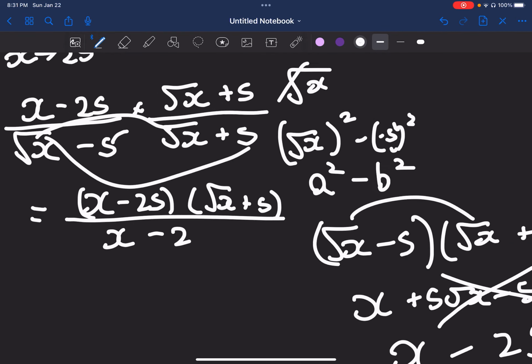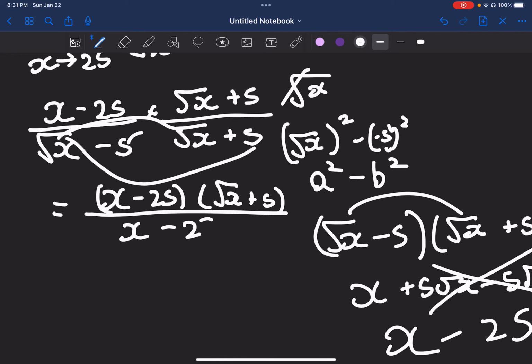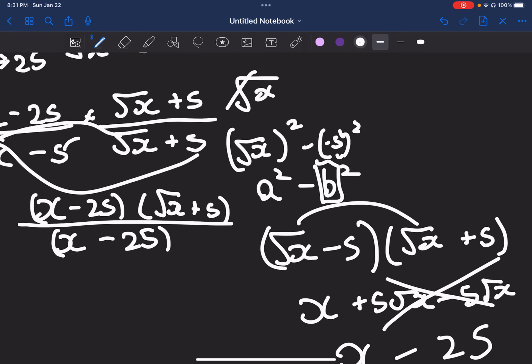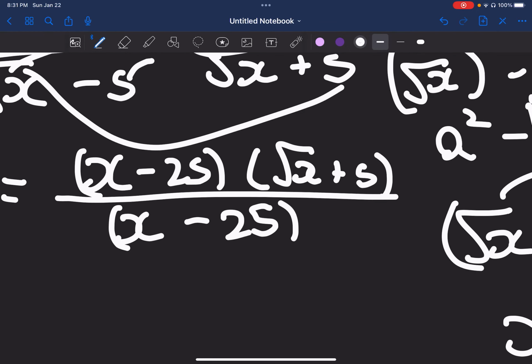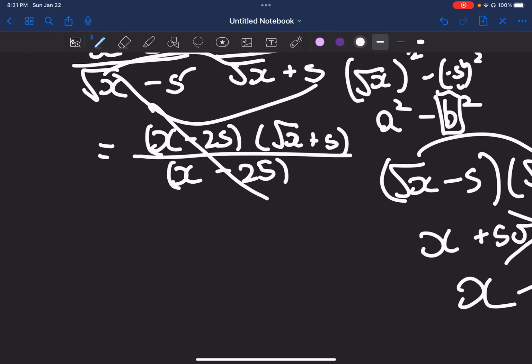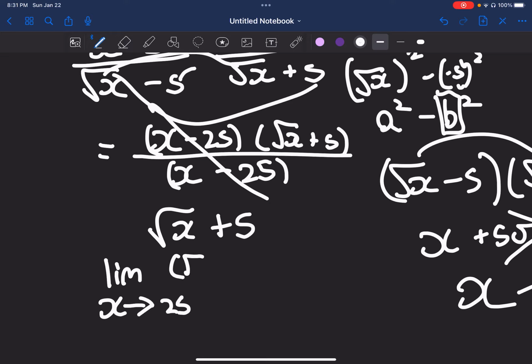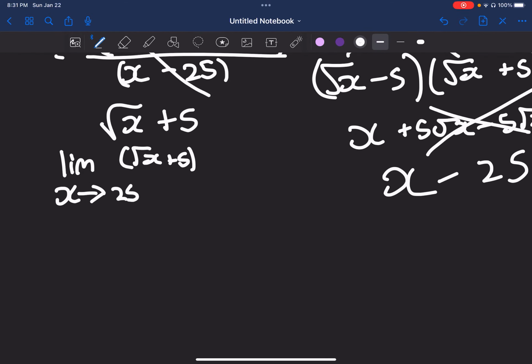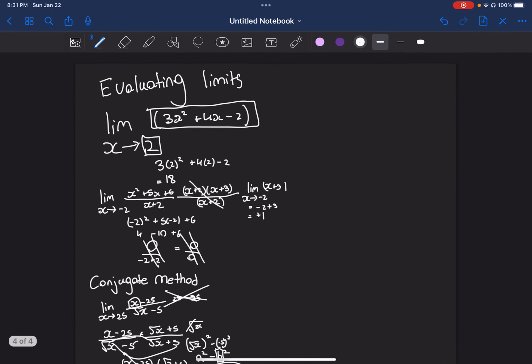My apologies. This b here, it doesn't matter what the sign is, you just put the value there. I'm sorry, I kind of messed myself up a little bit. But now we can cancel these things out and we'll have root x plus 5. So now we can take the limit as x tends to 25 of root x plus 5. So now we'll have root x, the square root of 25 is 5, plus 5, and this will equal 10. Very, very simple stuff.